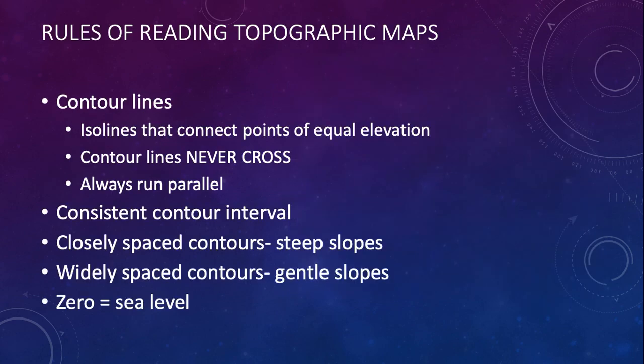Rules of reading topographic maps. Contour lines are isolines that connect points of equal elevation. Contour lines never cross. They always run parallel. The contour interval on a topographic map should be consistent. When the contour lines are closely spaced together, you have a steep slope. And when they're widely spaced, you have a gentle slope. And 0 always equals sea level.